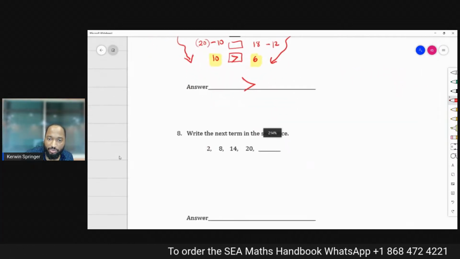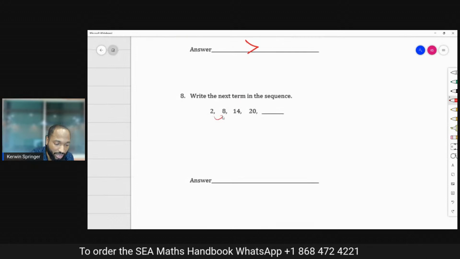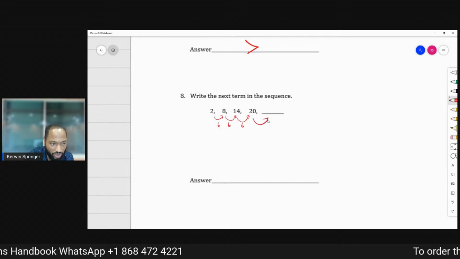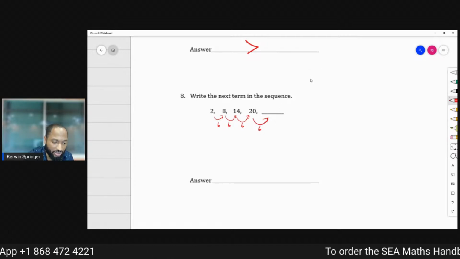Next up, number 8. What's next in this sequence? How much is it going up by? It seems like it's going up by 6. Easy. 6, 6, 6. So what should go there? That's cake and ice cream.